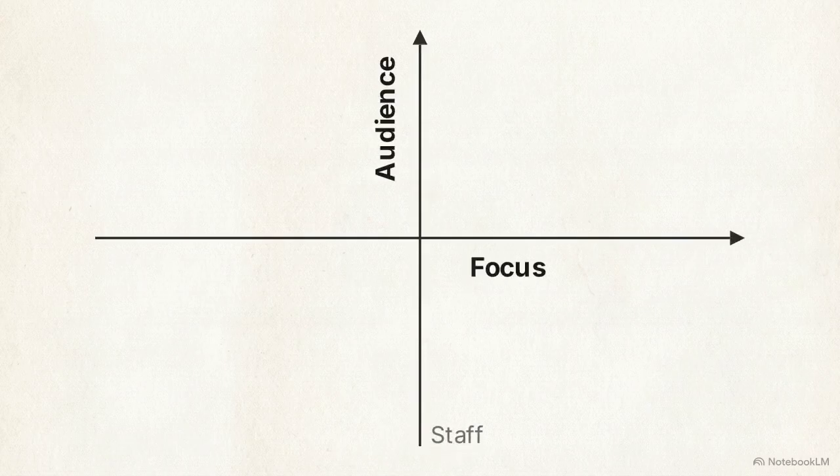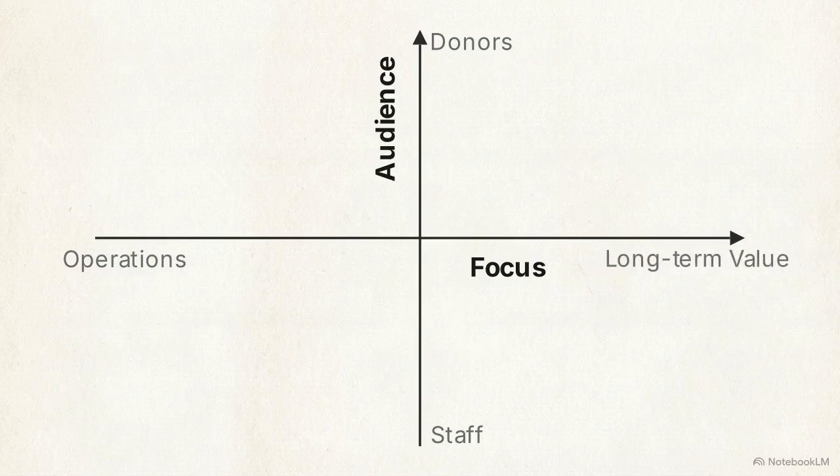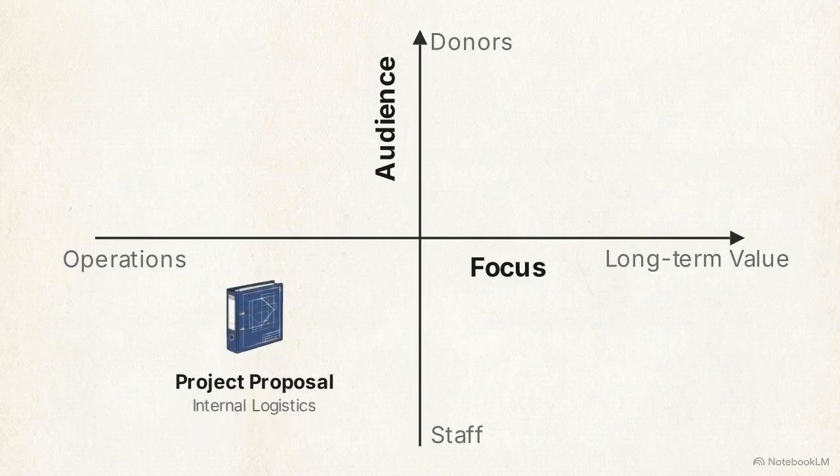The y-axis represents our audience, moving from the internal team at the bottom to external funders at the top. The x-axis represents our focus, moving from daily logistics on the left to overarching impact on the right. Your operational documentation, the project proposal, belongs firmly in the bottom left quadrant. It is strictly built for your internal team to manage logistics.